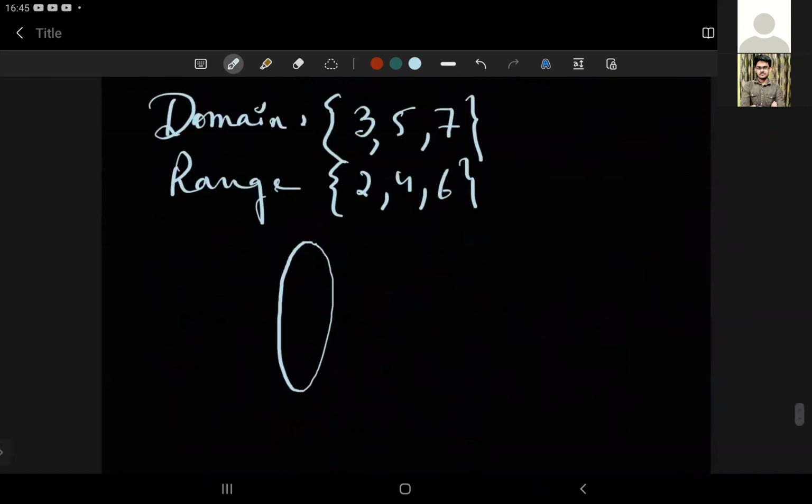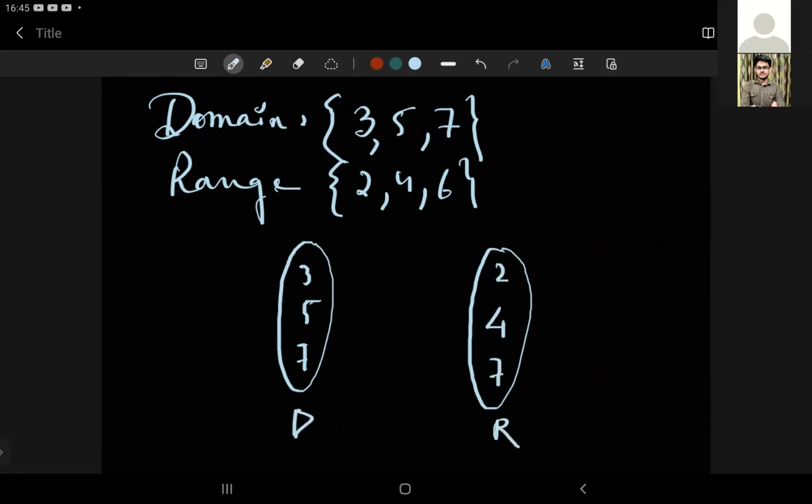So if we draw the mapping diagram, this has 3 elements, 3, 5, and 7, which is basically my domain. And over here we have 2, 4, and 6. What is mapping to what? This is my domain, this is my range. 3 is mapping to which number? Sir, in the range it should be 2, 4, and 6. Yes, okay.